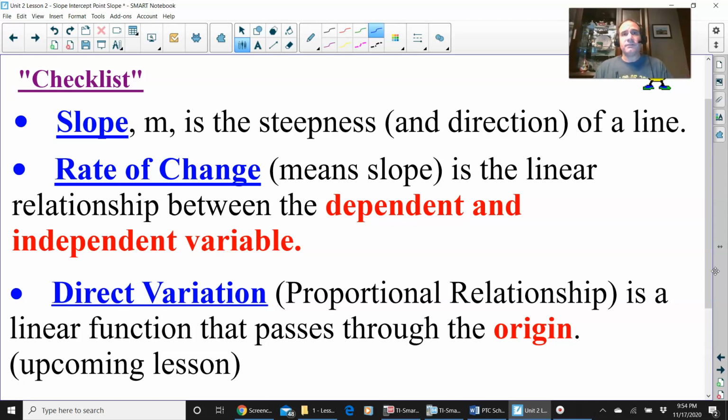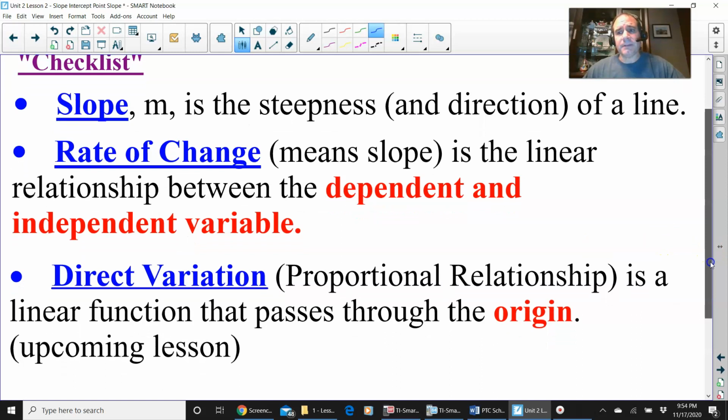A direct variation is a proportional relationship. We have been saying this for a couple of slides. Every time I have a chance to tell you it, remember, it is a linear function. It's a line that passes through the origin. So it is 0, 0. We're going to hear a lot more of that in the upcoming lesson.